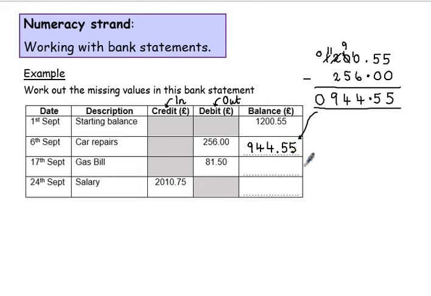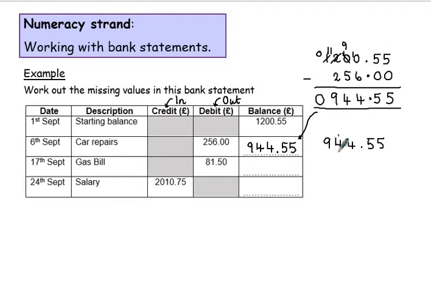On to the next row now. So you can see it's talking about a gas bill, and because it's a bill, it's going out of your account, so you're paying for the gas. So £81.50 needs to be subtracted from this £944.55. So we're going to do another subtraction sum. So remember, you're taking away your £944.55. You're not using that original balance now. There's £944.55 in the bank, and we're going to take away £81.50.